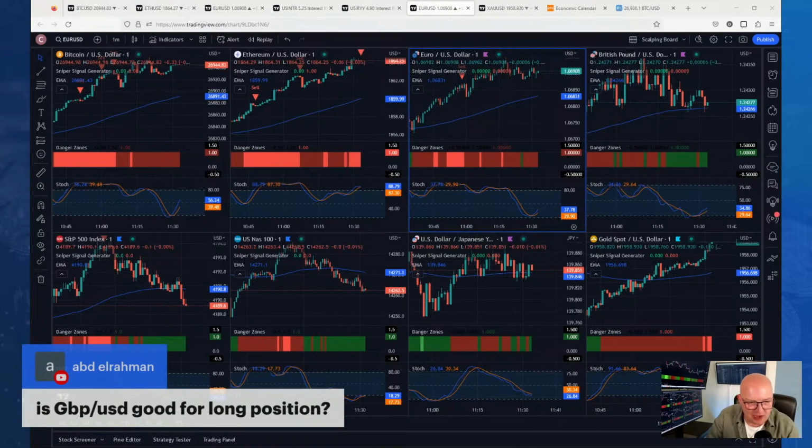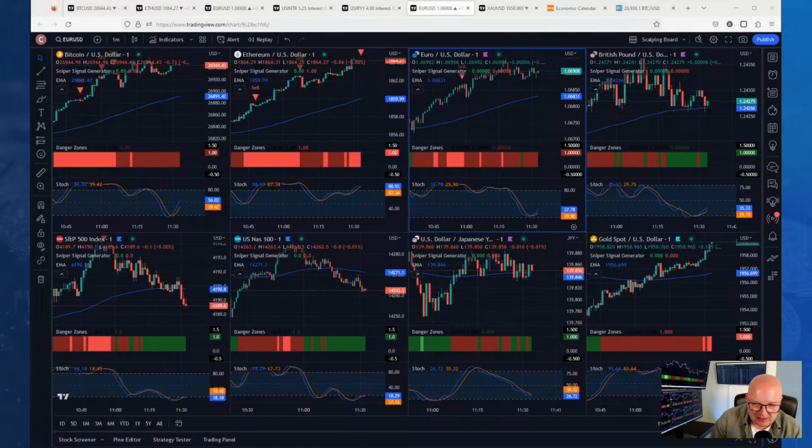Is British pound versus US dollar good for a long position? I assume you're asking this maybe because you currently have a long position. Am I right there?